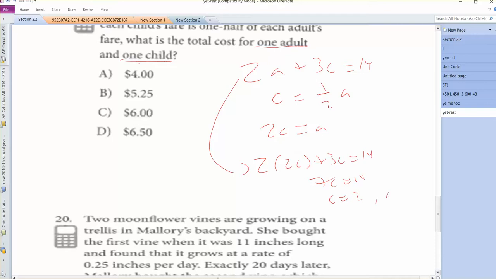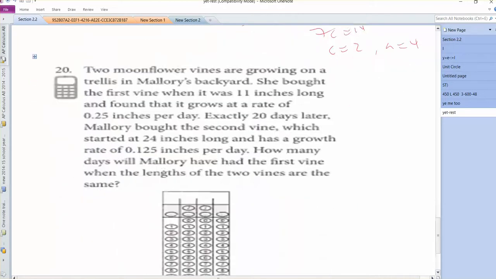So an adult, of course, would be 4 bucks, double the child cost. And so it's 6 bucks. So again, just got to be really careful with the way you translate, and then solving, and then you should get the answer. Then we'll move on to a more challenging one, number 20.